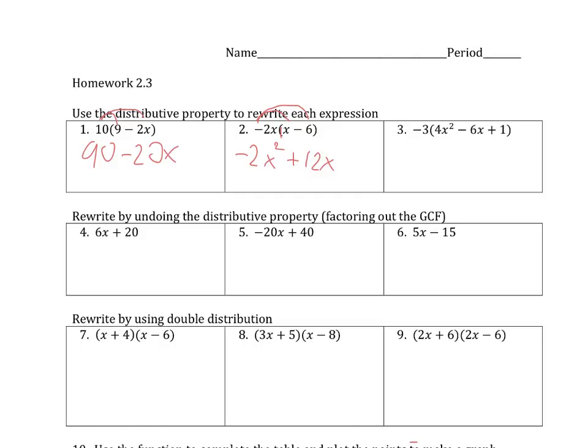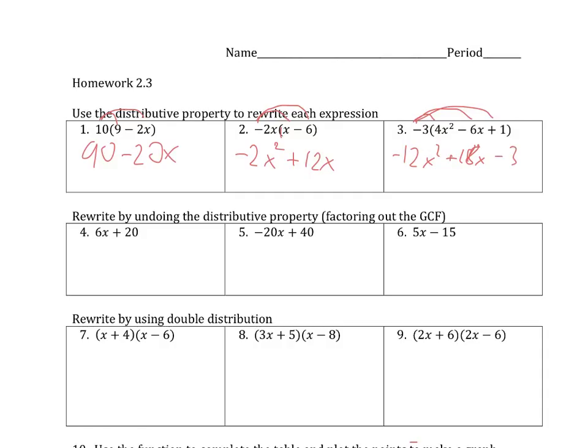Number 3, distributing a negative 3 times 4, so that's negative 12x squared. Negative 3 times a negative 6 would make plus 18. Don't forget your x. And negative 3 times 1 would be negative 3 or minus 3. That's the end of that.